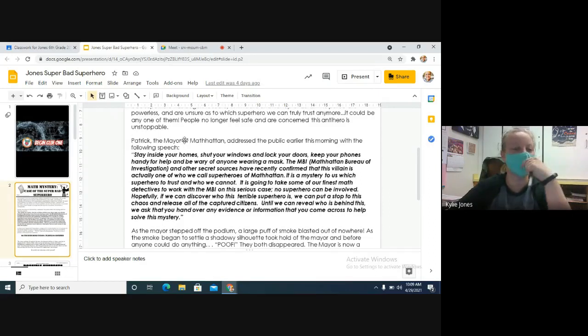So the mayor said this morning: Stay inside your homes, shut your windows, and lock your doors. Keep your phones handy for help and be wary of anyone wearing a mask. That's funny, because we're all wearing masks.